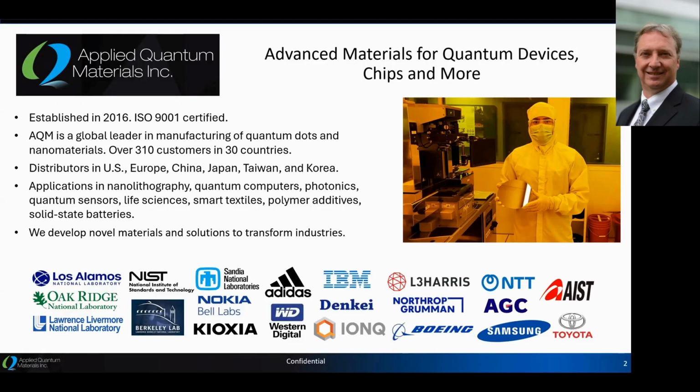So you see national labs around the world, and large multinational corporations in memory systems, telecom, quantum, defense related. We even have some in automotives, and AGC is the world's largest glass company. We make materials for some applications where we have an idea what they're up to. So we work with universities, national labs, lots of startup companies, and multinational corporations.